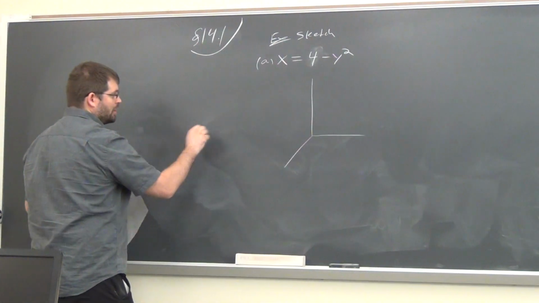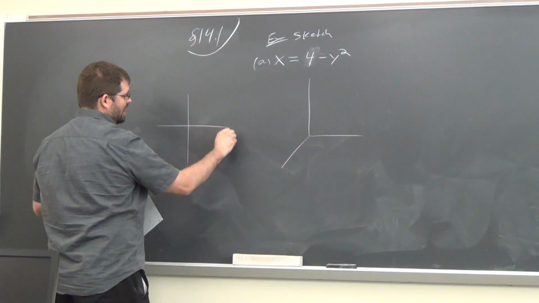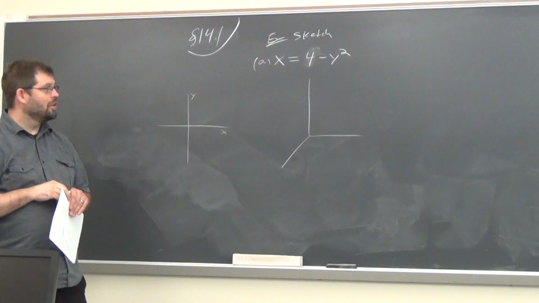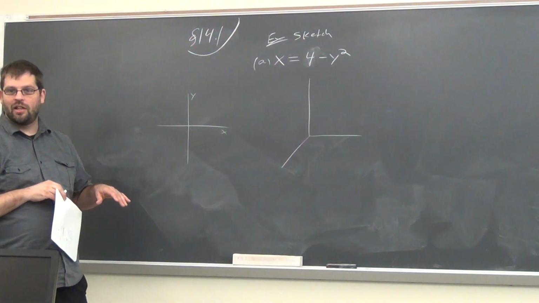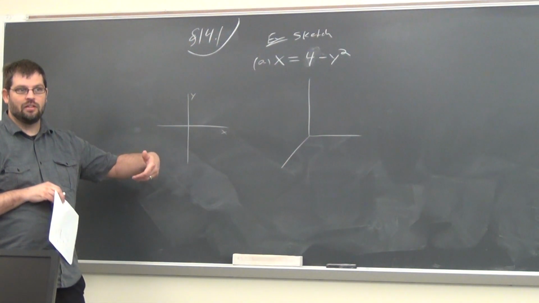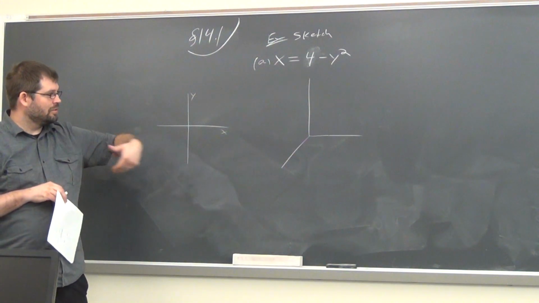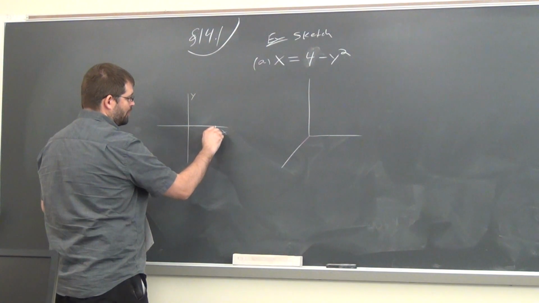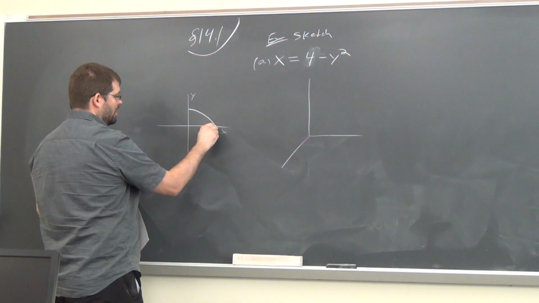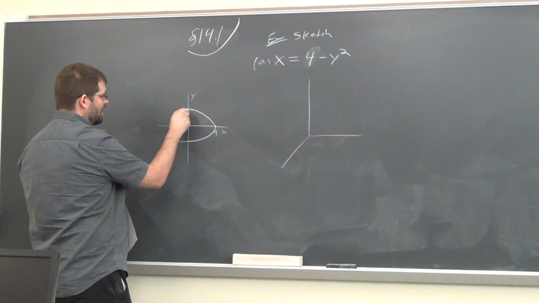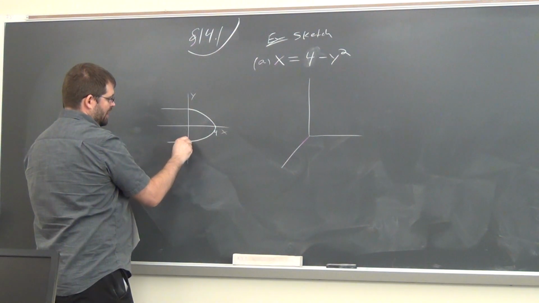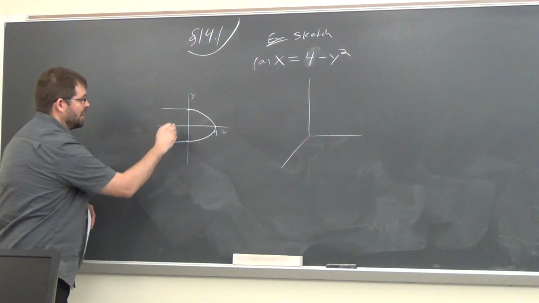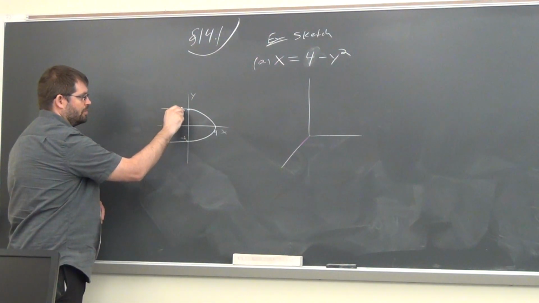Again, maybe with this one I'll come off to the side. If you were to sketch that in 2D, what's the shape you get? X equals 4 minus y squared. It's a parabola on its side, and it opens to the left because it's negative. It should start over here at x is 4, and then open like this. Where would this be then? 2 and negative 2. Is that okay?